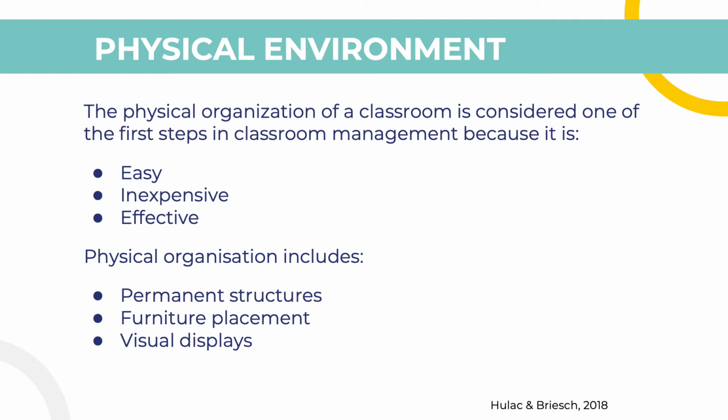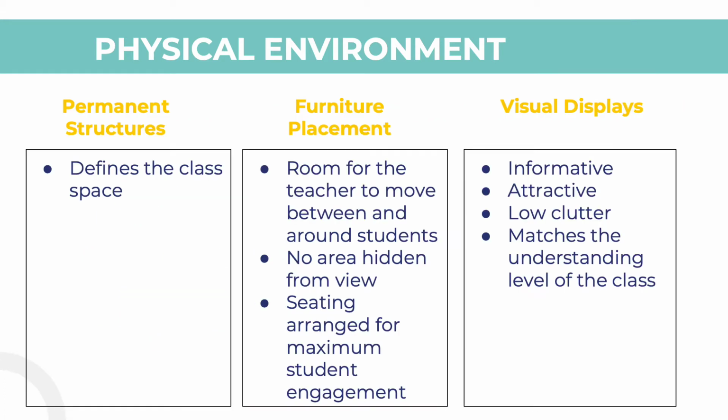Lastly, this also includes visual displays like posters and decorations that make a class feel unique. The number of visuals in a classroom and their placement can also influence students, as too many visuals can be distracting. As I mentioned before, the physical environment of the classroom refers to permanent structures, placement of furniture, and visual displays.